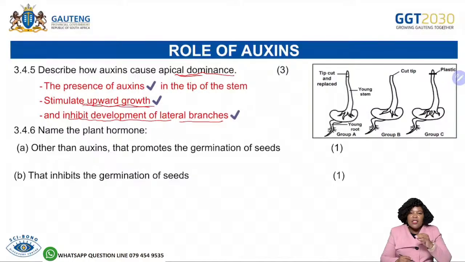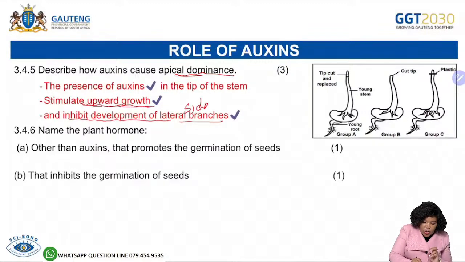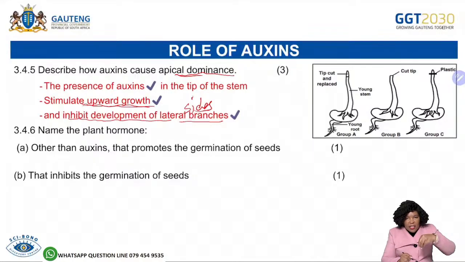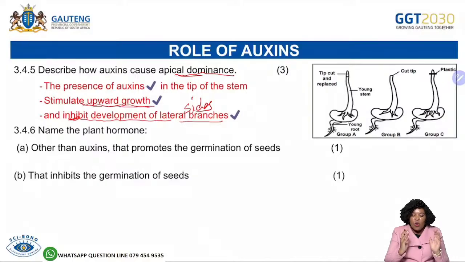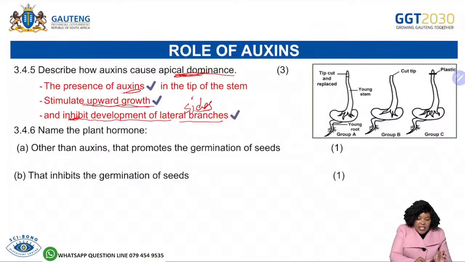And if the auxins are there, they are going to inhibit our plants from growing lateral branches, meaning on the sides. So this shows that the auxins are dominant for growth that is going upwards under even light. But then if they are there, they are going to inhibit. To inhibit is to stop. They are going to stop or reduce the growth of lateral branches, or the branches that are on the side. So that is the apical dominance of auxins.